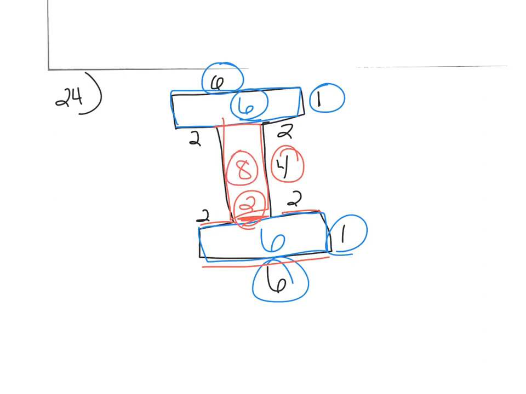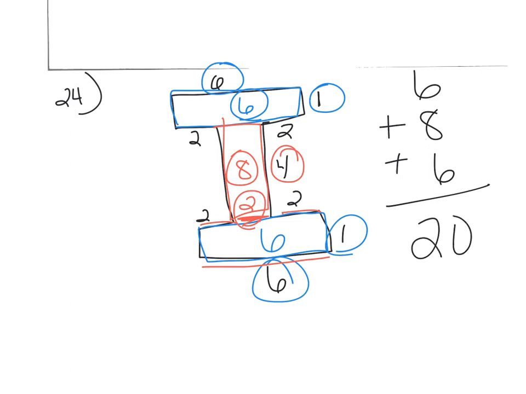So let's add up our 3 rectangles. We have 6 plus 8 plus 6. So 14 plus 6, 12 plus 8 is 20. What are the units? Feet squared.